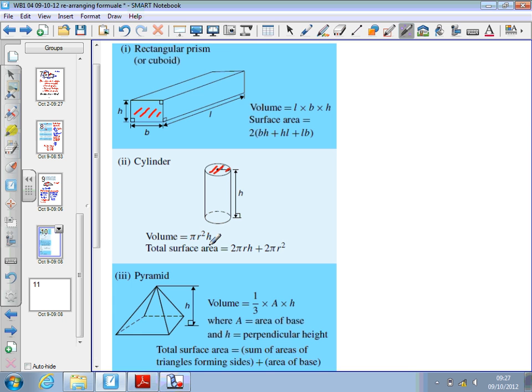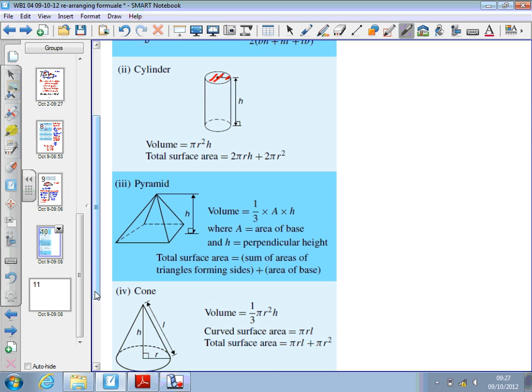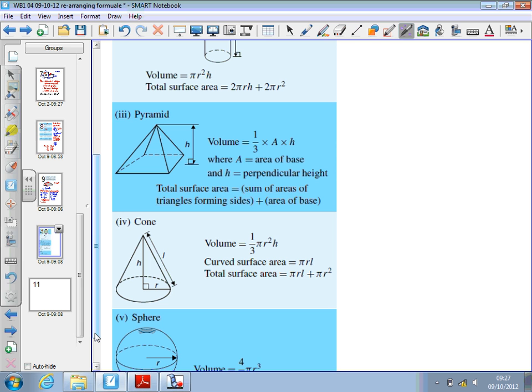The pyramid, it's a third of the area of the base times the height. So this is a square pyramid here. The cone, the volume is a third of the area of the base times the height. So a pyramid has that sort of formula associated with it. It's a third of the area of the base, whatever it is, in a square pyramid or a cone, times by the height. The height again being the perpendicular height. So Pythagoras might well come in again, particularly with the cone.